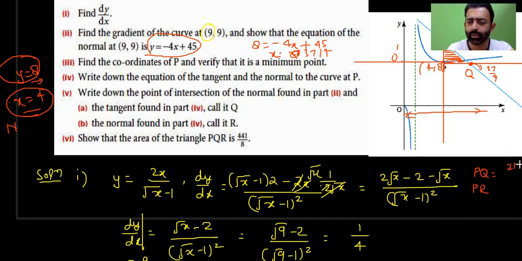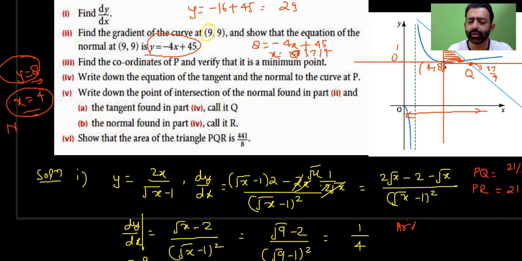Okay, 21 by 4. Now we have to find out this height PR. Again, the point intersection of this line with, in this case, x is equal to 4. So put x equal to 4 here. So y is equal to minus 16 plus 45 is 29. Okay, so this length is 29, and from 29 we have to subtract 8. Right, so I will get PR as 21. Okay, now you can apply the formula.